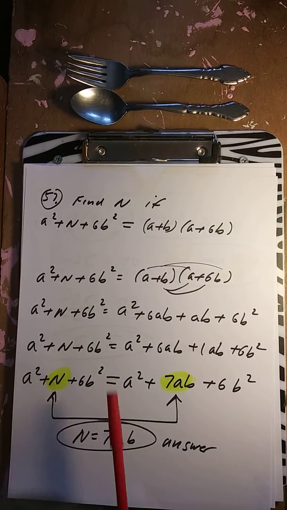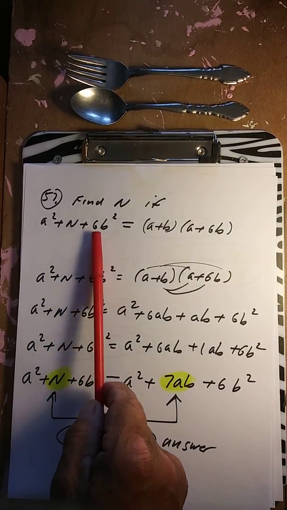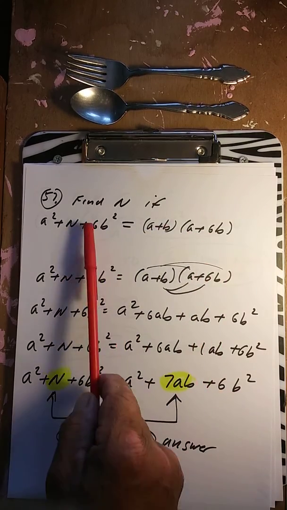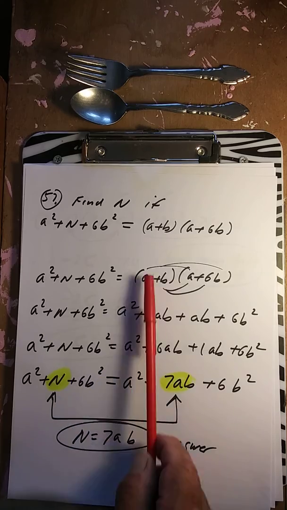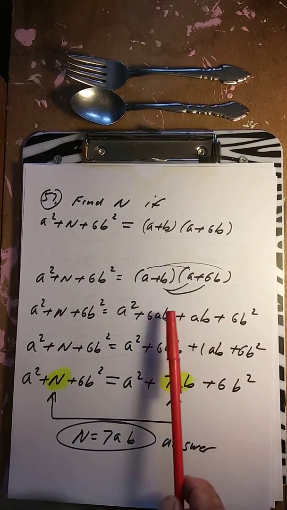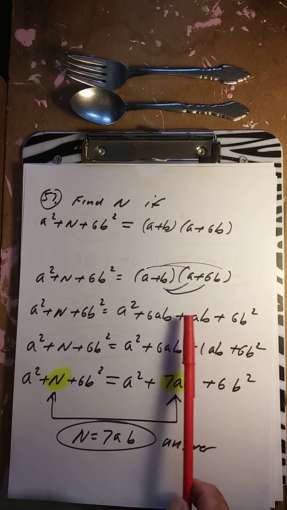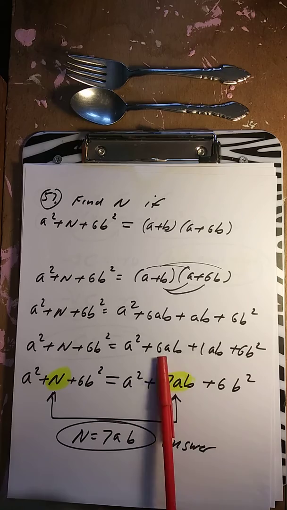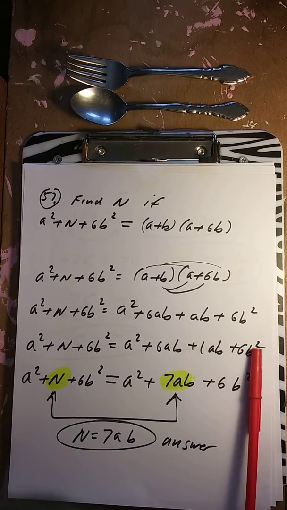Find n if a squared plus n plus 6b squared equals a plus b, a plus 6b. Write this down, copy it. Just don't do anything with it. This one, let's follow this guy out. a times a squared, a times that, 6ab. That times that is ab, 6b squared. So we have, rewrite this as a squared plus 6ab plus 1ab plus 6b squared.